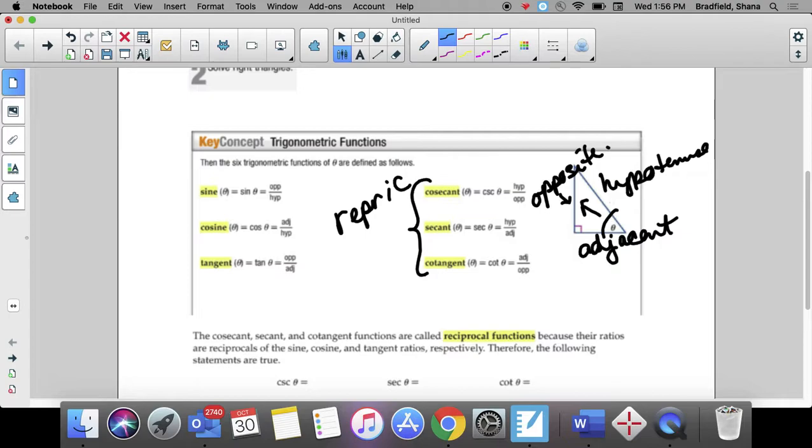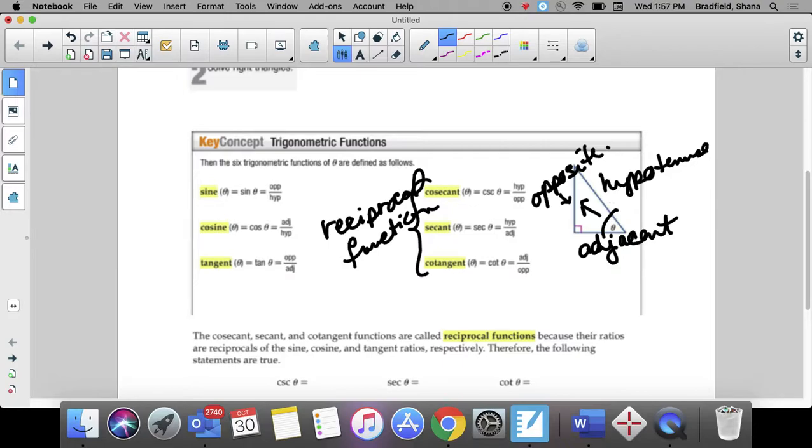Can't even spell it. Let's try that again. There, that looks like reciprocal. These are the reciprocal functions. And a reciprocal, we just flip the fraction. Well, that's exactly the same thing that happens with our reciprocal functions.